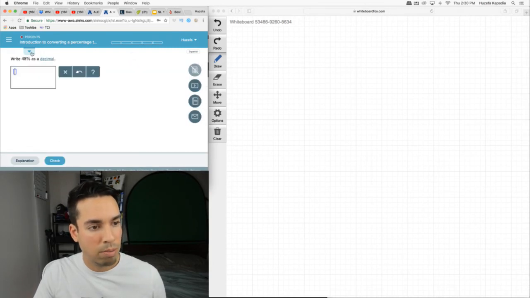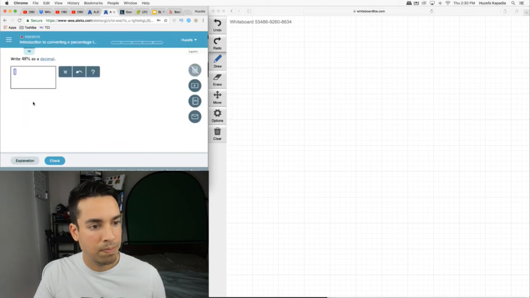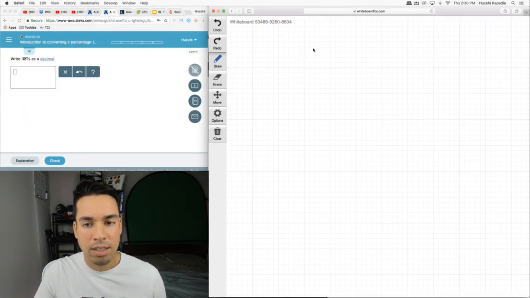Introduction to converting a percentage to a decimal. 48% as a decimal. Now, when we convert percentages to decimals, think about this acronym: down for the party, DFP. D stands for decimal, F stands for fraction, P stands for percent. But the main ones that are important are D and P. So if we have a percentage and we're trying to convert it to a decimal, we're right here.